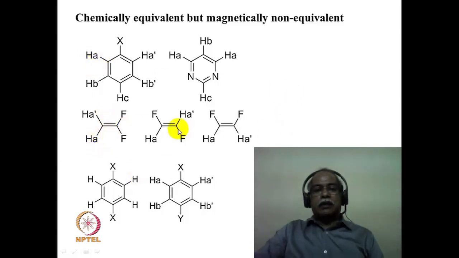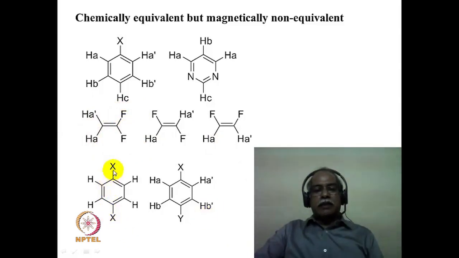Now these are three isomers of difluoroethylene: the geminal difluoro, the trans difluoro, and the cis difluoro. In each of these cases, these two hydrogens are chemically equivalent but magnetically non-equivalent, for the reason that fluorine, F19, is a magnetically active nucleus. So that makes these two hydrogens magnetically non-equivalent because one has a trans relationship and the other has a cis relationship. Geometrically they have two different relationships, so they cannot exist in the same magnetic environment with respect to this fluorine here.